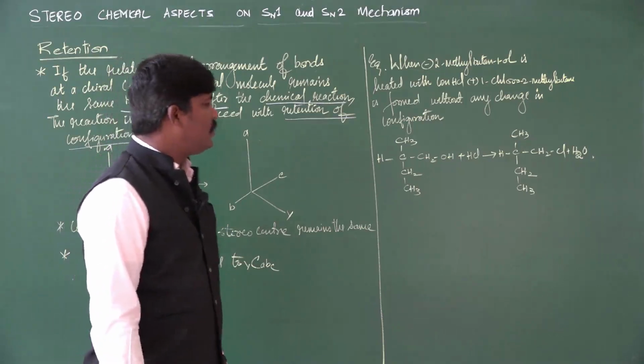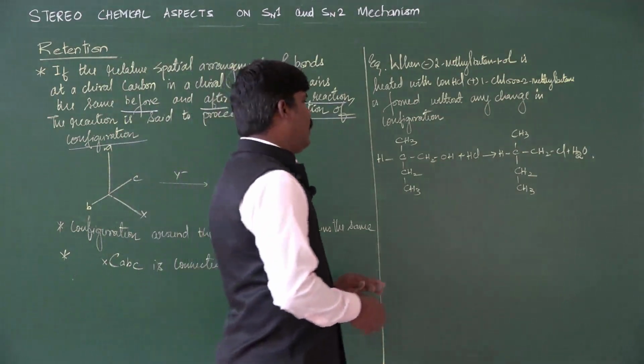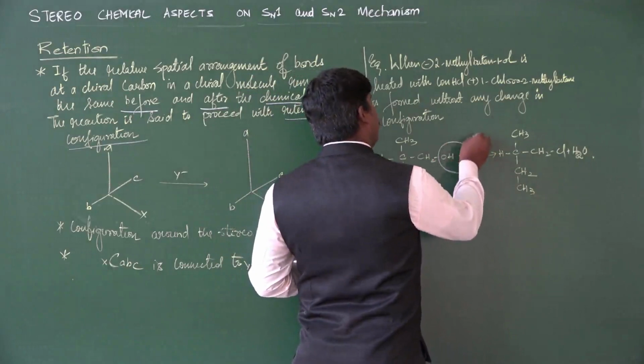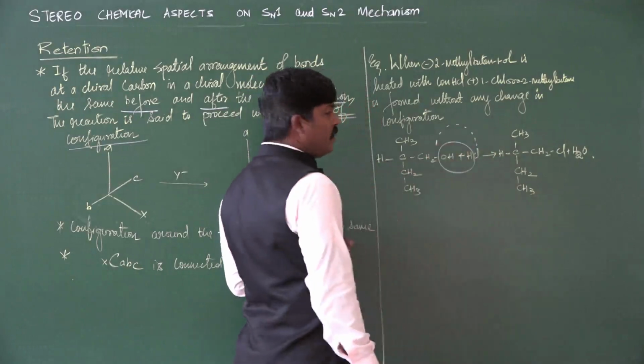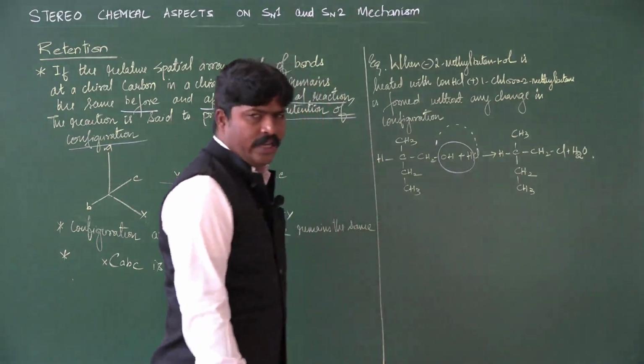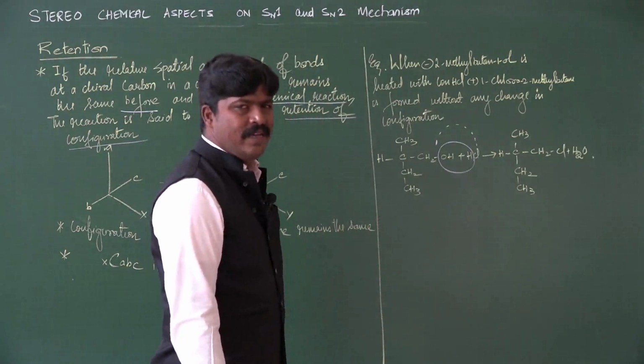plus 1-chloro-2-methyl butane is formed without any change in the configuration. There is no change in the configuration. What has happened? Here you can see removal of water has occurred, and in the place of OH, the Cl has taken its place around the chiral carbon. The stereo center carbon, the configuration remains the same.